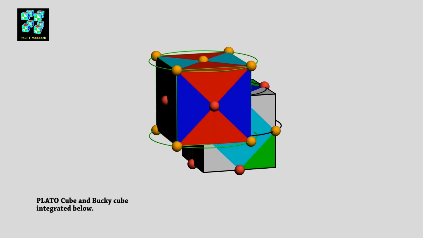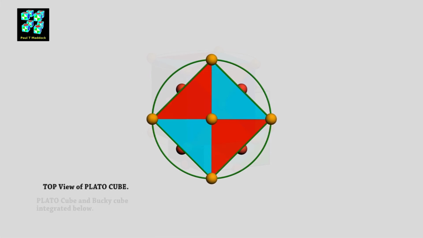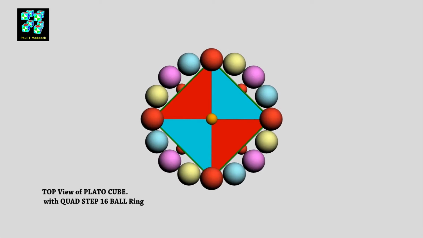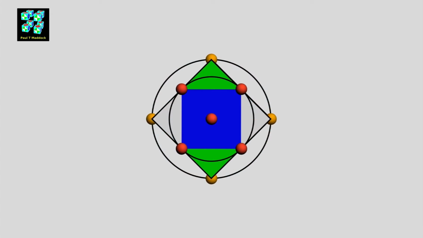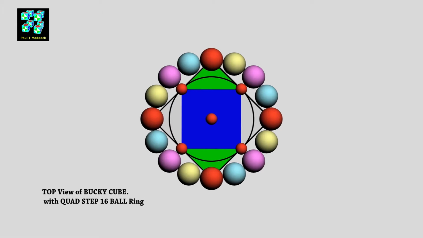Before we go any further, I'm going to show you the quad-step ring system. We'll start by looking down on the top of that Plato cube. Now I'm going to bring in a 16-ball quad-step ring. You can see that the 16-ball ring, the red balls, align perfectly to the vertices of the cube. Now we'll do the same with the Bucky cube, and you can see the red balls align perfectly to the vertices of the Bucky cube.